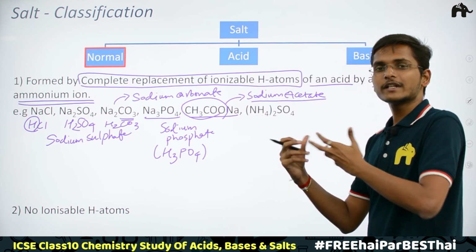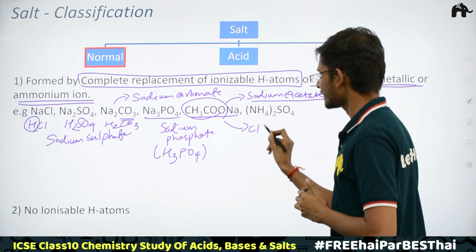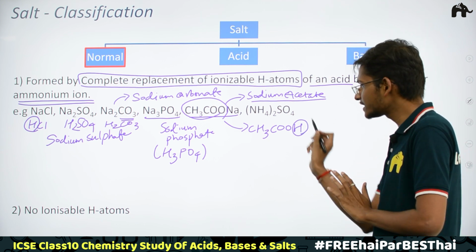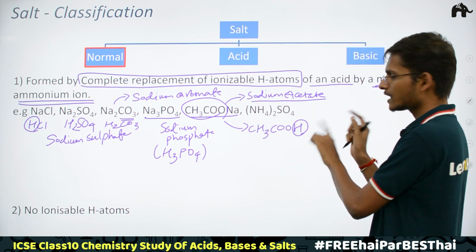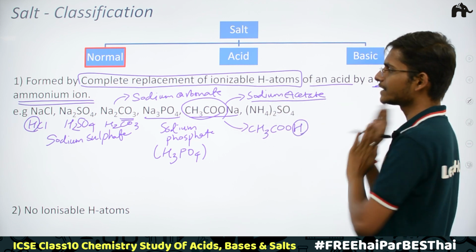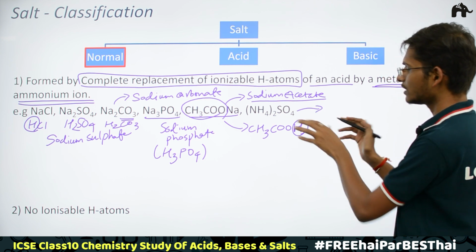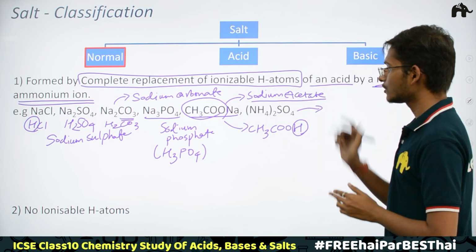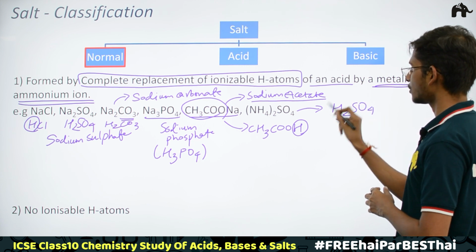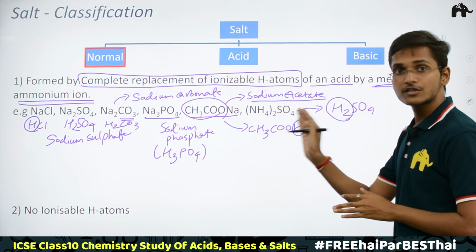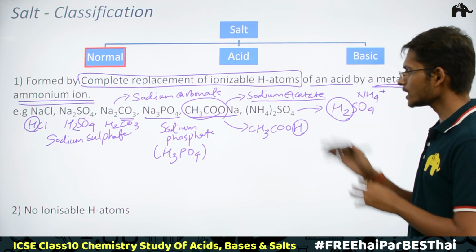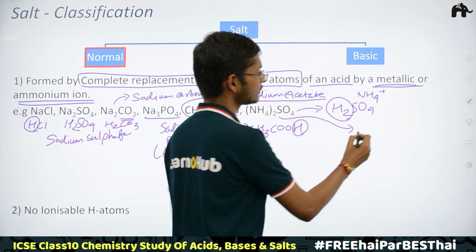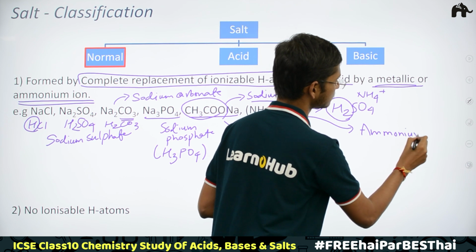Now this is formed, try to guess from which acid it is formed. You would be guessing right, CH3COOH, acetic acid. This is the only ionizable hydrogen atom of acetic acid, and it is getting replaced by Na plus ion. So there is complete replacement of ionizable hydrogen atoms of this acid. And here one example I have taken for the complete replacement of the ionizable hydrogen atoms of an acid by ammonium ion. Here it is formed from H2SO4, all the 2 ionizable hydrogen atoms are being replaced by NH4 plus ions, ammonium ions. Now the name of this salt is ammonium. You would guess sulfate, correct, SO4 is sulfate, so ammonium sulfate.